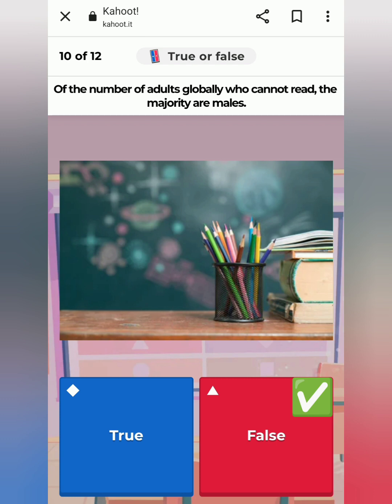In case you need to refresh your mind about that discussion, the link is in the description box. Does gender make a difference with literacy?